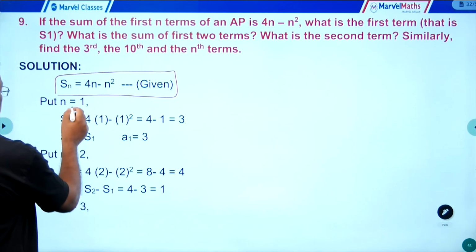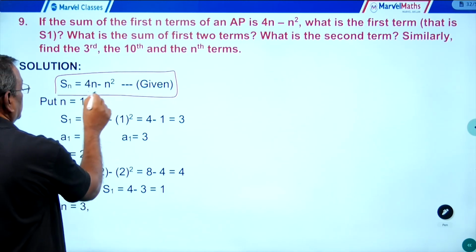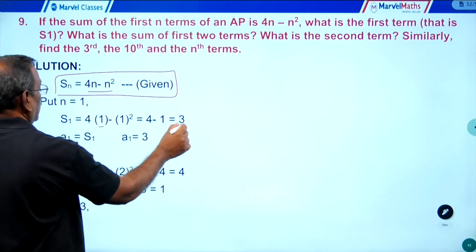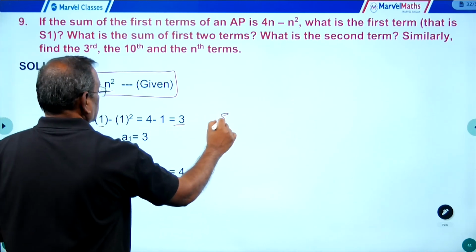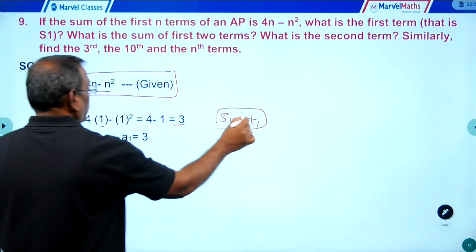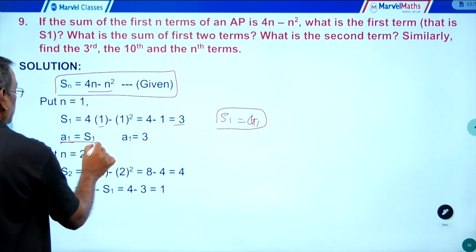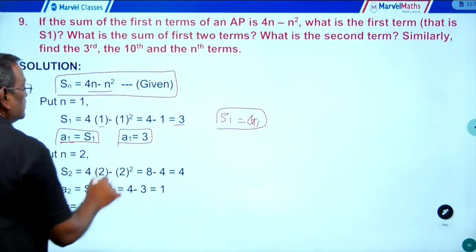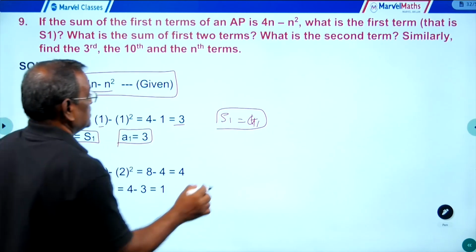Now when n equals 1, S1 equals, substituting n equals 1, 4 minus 1 square, which is 3. So this is the first term. S1 equals T1, or A1. So S1 and A1 both are the same, and hence the first term is 3. What is the first term? This is over.